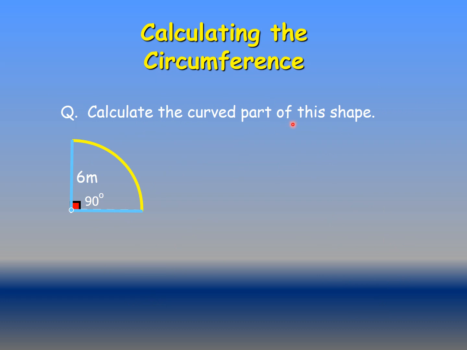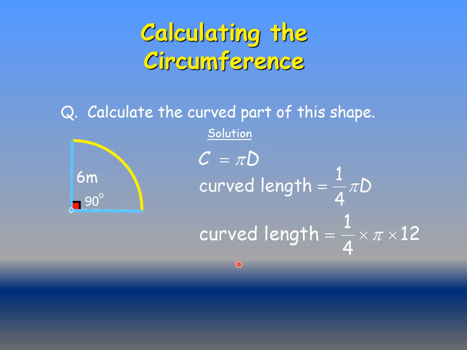Calculate the curved part of this shape. Look at this. This is actually the quarter part of the circle, right? So we know the curved length will be 1 over 4 pi times d. The circumference of a circle, we know, is pi times d. This is a quarter, that means 1 over 4 of a circle. If you have a complete circle, this part represents the quarter part. So to find the curved length, we'll use 1 over 4 pi times d.